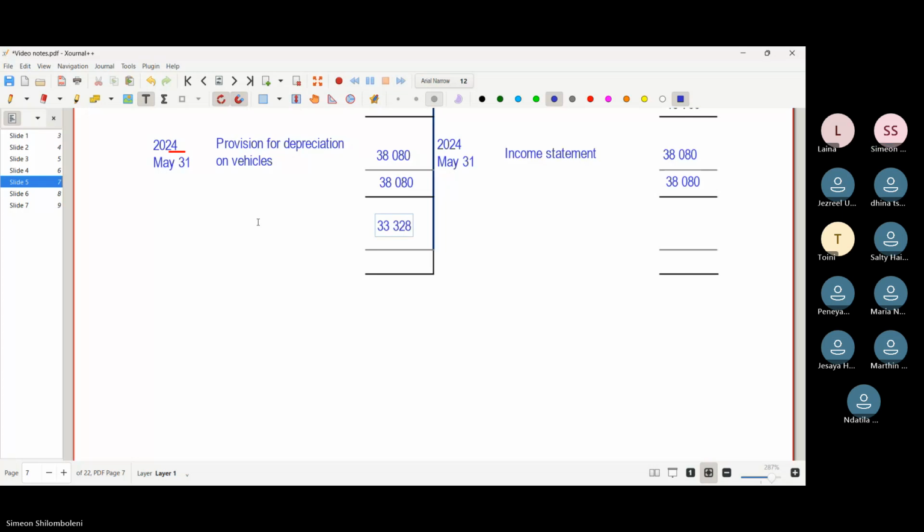Let's move fast. In the details column, you write the provision for depreciation on vehicles. In the next 10 minutes we should be done, so that the video is only an hour long at least. And then the date is the 31st of May 2025. Then we transfer this information to the income statement.